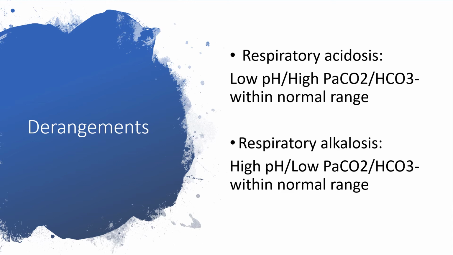This is respiratory acidosis. In respiratory alkalosis, it's still going to start with the value of the pH. But this time around, it's going to be the opposite of respiratory acidosis. The pH will be high, and the value of carbon dioxide or carbon 4 oxide will be low, while bicarbonate will be within the normal range.